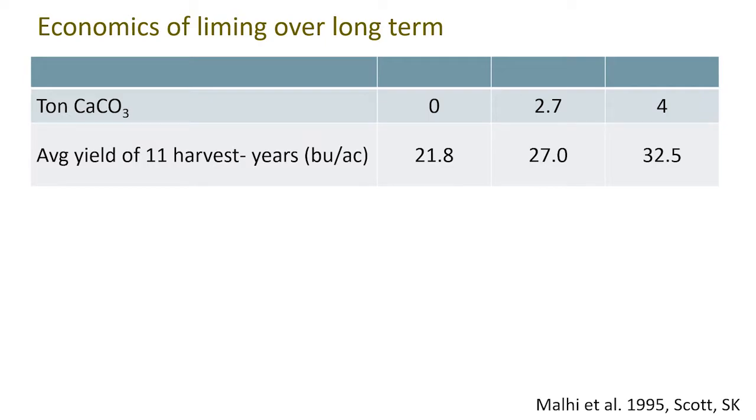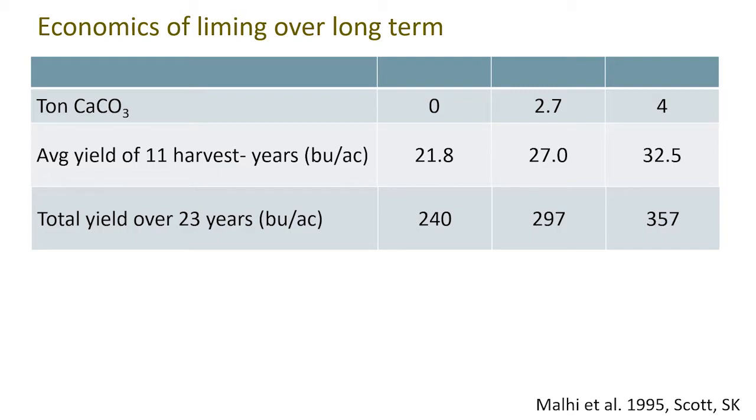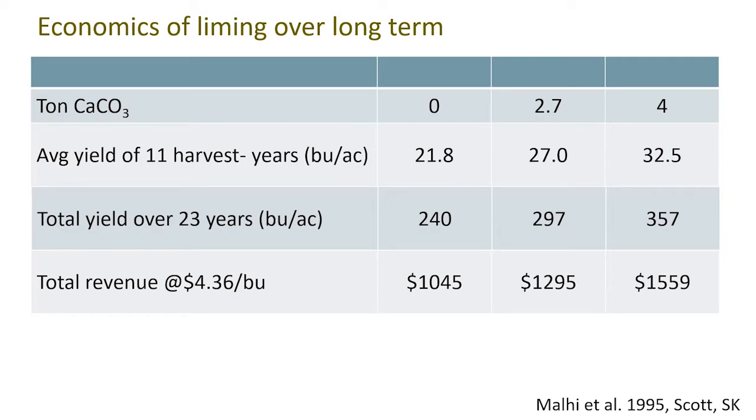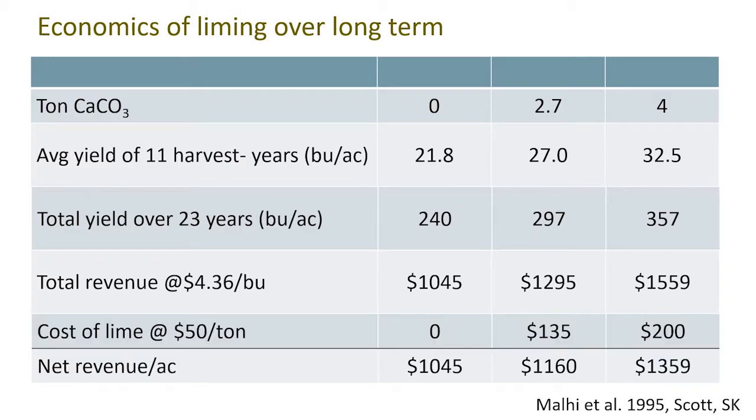So how does that pencil out economically? If you're talking to a producer, they're going to want to know, is this going to pay off or not? So here I've put in a table the different yields: 22 bushel in the control, 27 on average in the 2.7, and 32.5 in the 4. Total yield works out to be pretty dramatic differences between 0 and 4. Total revenue, assuming 436 per bushel, worked out to be about $500. And the cost of lime at that $50 per ton didn't really dig into that overall net revenue very much.